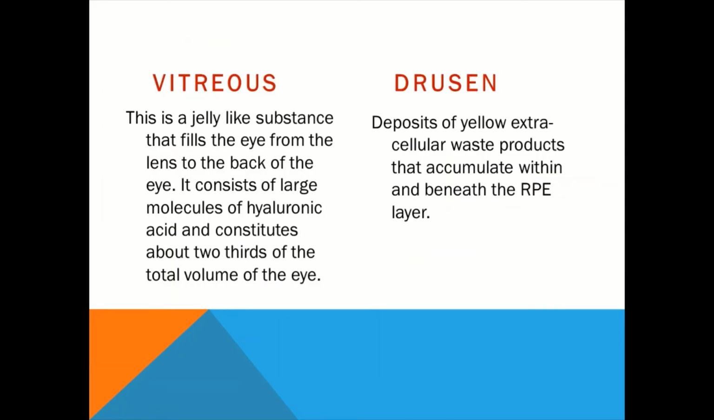Now comes vitreous and drusen. Vitreous is a jelly-like substance that fills the eye from the lens to the back of the eye. It consists of large molecules of hyaluronic acid and constitutes about two-thirds of the total volume of the eye. Drusen are deposits of yellow extracellular waste products that accumulate within and beneath the RPE layer.